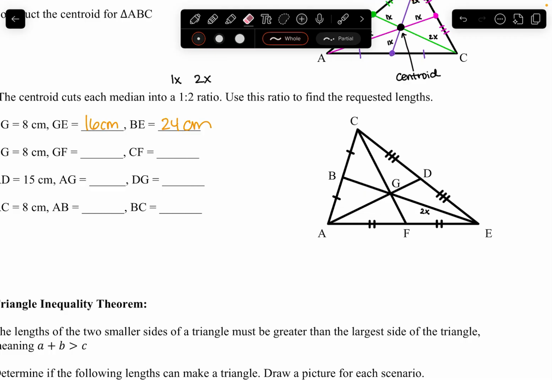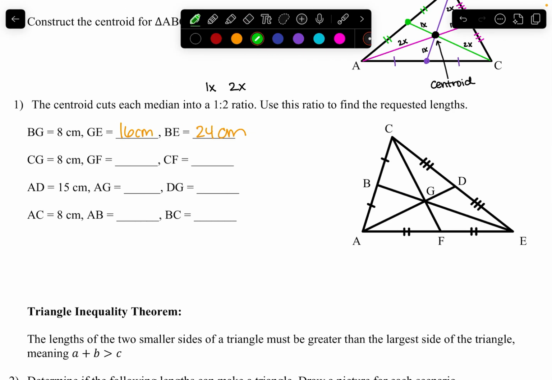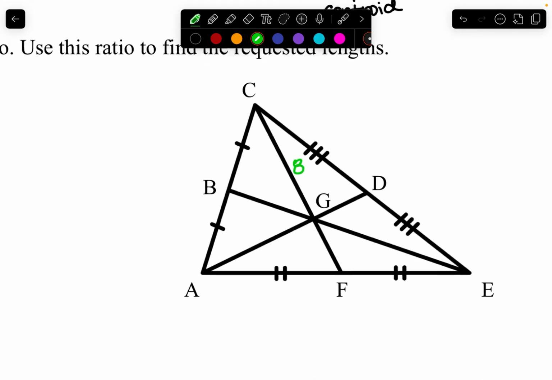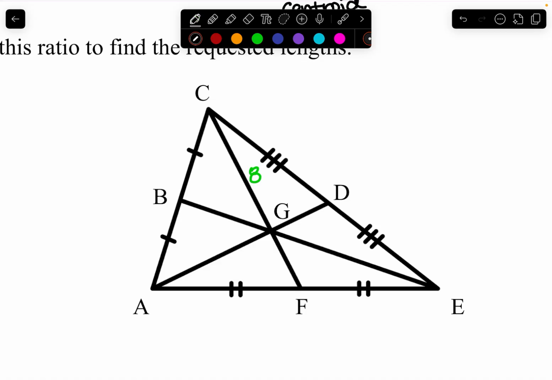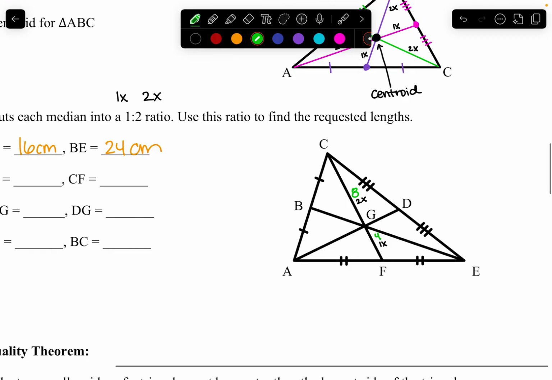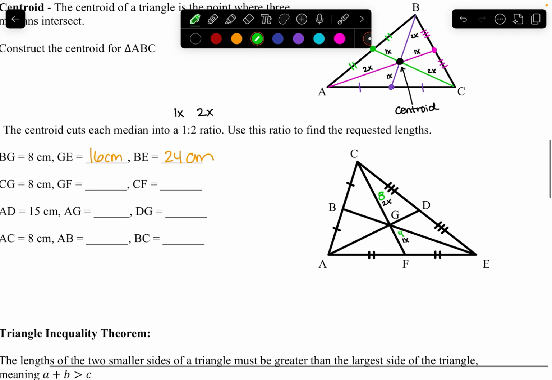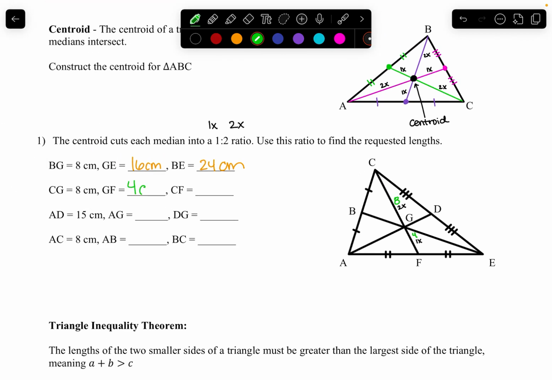Okay. Here we go. CG is 8. I need to find GF and I need to find CF. If you look at this particular median, this side is actually 2x and this side is 1x. So if our 2x side is given as 8, that means that our 1x side is going to be 4, because it's going to be 2 of the ratios. So it's got to be 4. This is going to be 4 centimeters. But then I need to know what CF is, the whole side. That's going to be 12 centimeters.